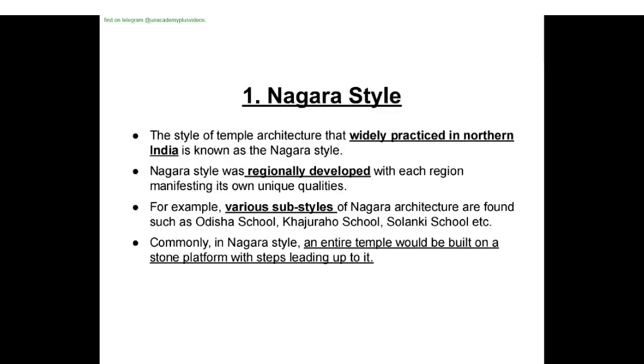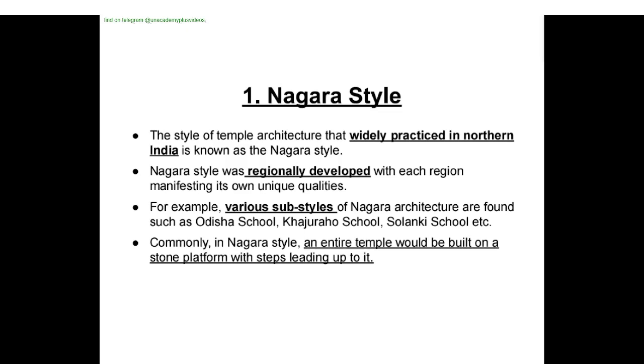Nagara style. The style of temple architecture widely practiced in northern India is known as Nagara. Northern, N for Nagara, N. Nagara style was regionally developed with each region manifesting its own qualities. For example, various subtypes of Nagara architecture are found such as the Odisha, Khajuraho school, Solanki school, etc. Because it was regionally developed.